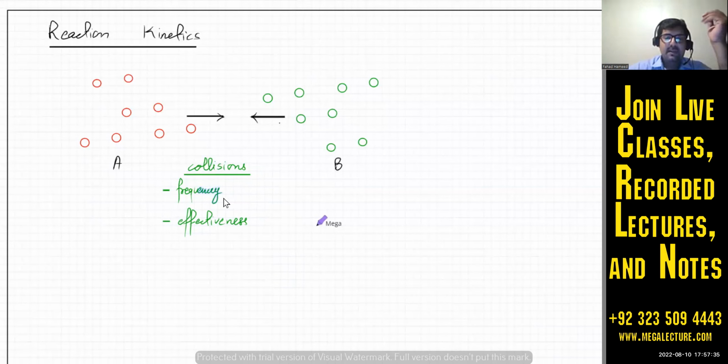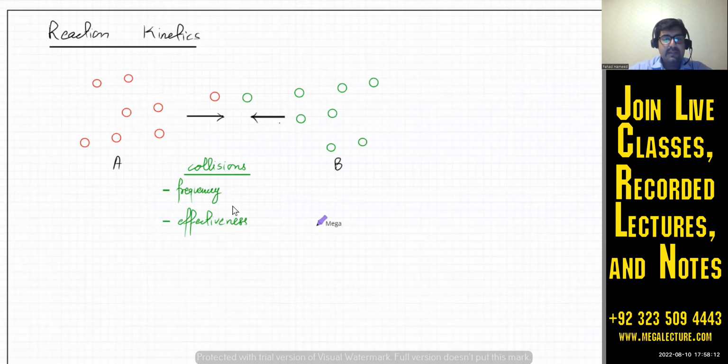Frequency means the particles can be colliding with each other 100 times per second. Effectiveness is how vigorously they are colliding. For a reaction to happen, the old bonds have to be broken, so this particle should collide with this particle with a lot of force. If they collide with a lot of energy, that is when a reaction might happen, when old bonds might be broken and new bonds can be formed. So the particles have to collide effectively. You can't have one and not the other. It has to be both.